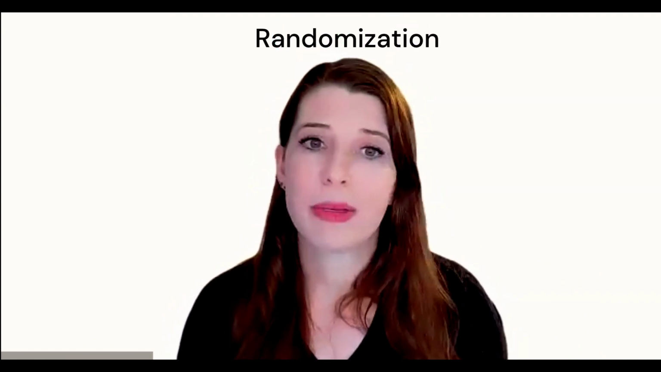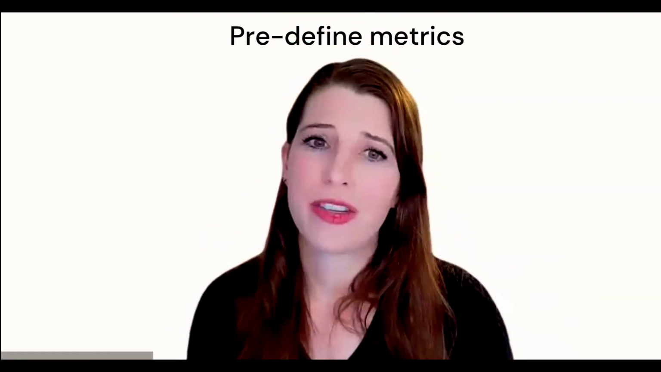I also recommend randomly assigning participants to groups whenever possible. This can help control for pre-existing differences between groups, the kinds of things that maybe you might not realize, but could really influence the outcome. Clearly define your success metrics before the experiment begins.